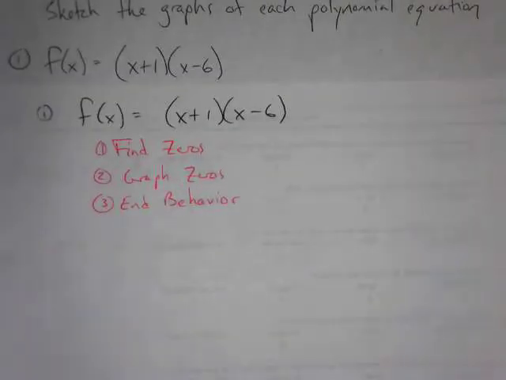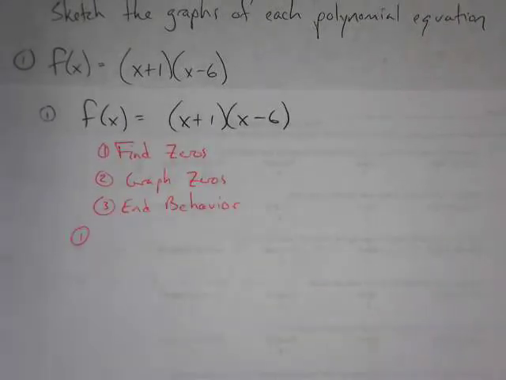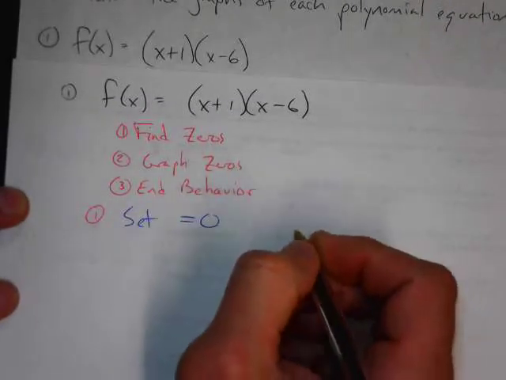So step number 1, find the zeros. How do we do that? How do we find the zeros? Well, we use that previous lesson on solving equations. We're going to set the whole thing equal to 0.